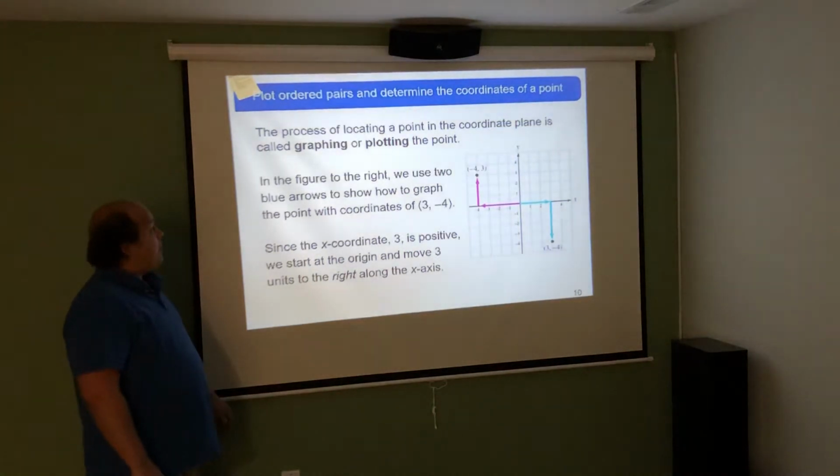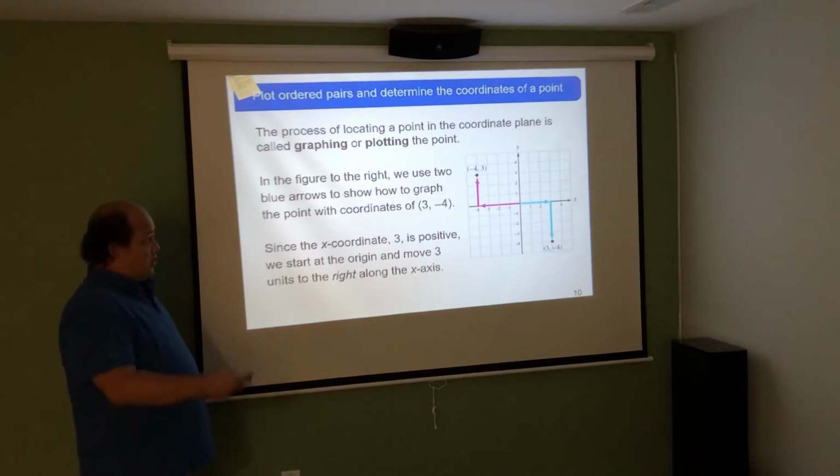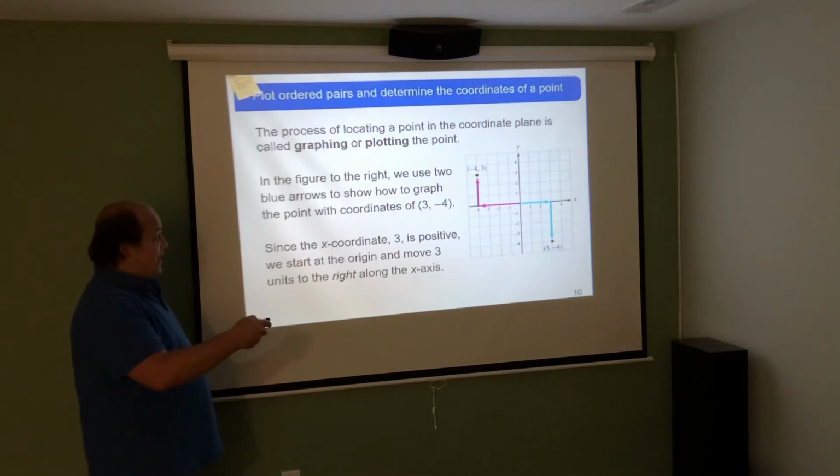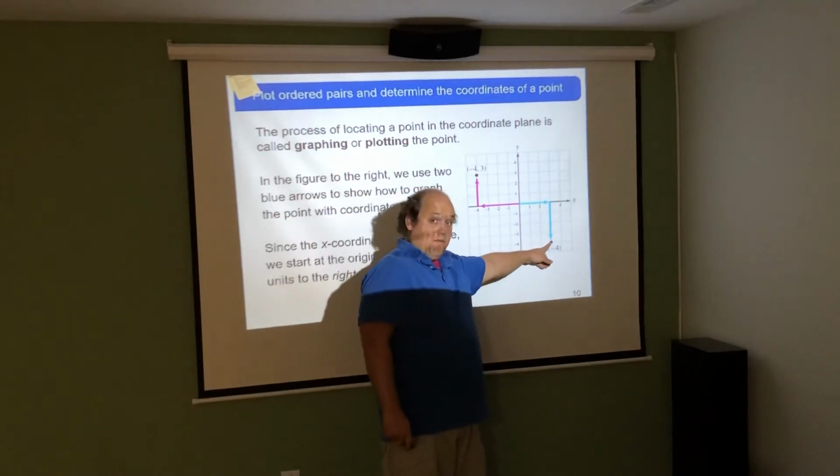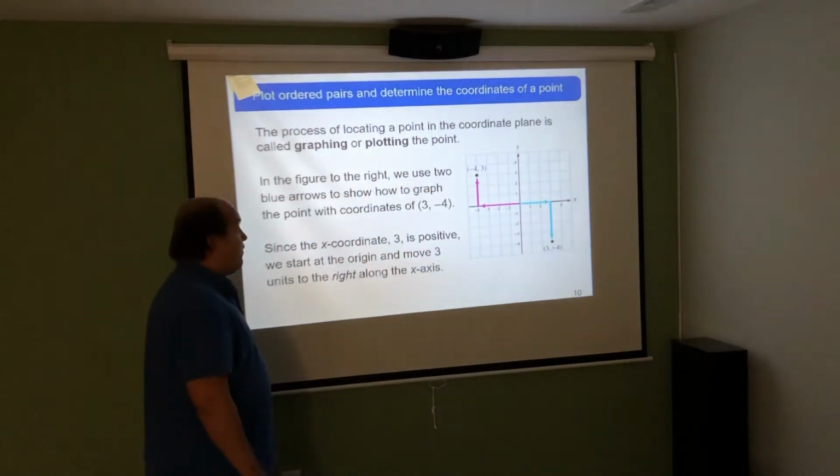The process of locating a point on the coordinate plane is called graphing or plotting the point. In the figure to the right, we use 2 blue arrows to show how to graph the point with coordinates (3, -4). Where we start is here at the origin. To graph the point (3, -4), we start with the x-coordinate, which tells us to go 1, 2, 3 to the right. Once we're there, we move on to the y-coordinate, which tells us to go down 1, 2, 3, 4. So this point is the point (3, -4): 3 in the x direction, -4 in the y.